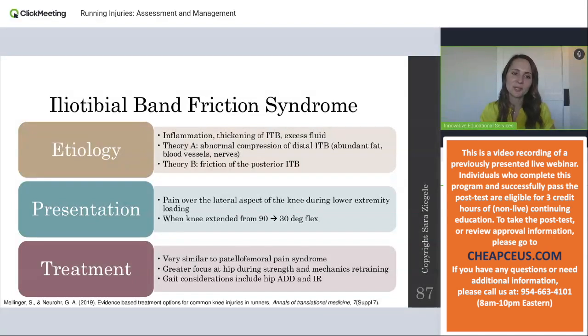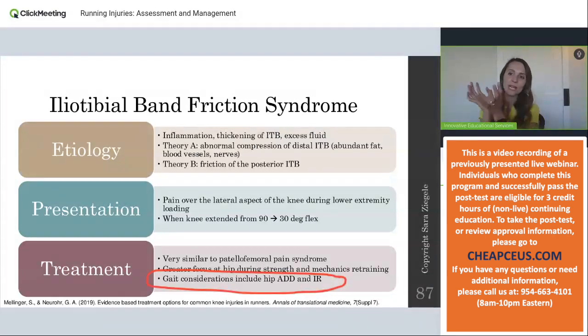You're going to have very similar presentation and etiology to patellofemoral pain, with the treatments being similar, although a greater focus on the hip component. Because that IT band originates up by the TFL and glutes, we want to just spend more time up on those lateral structures and then working our way down the lateral quad.